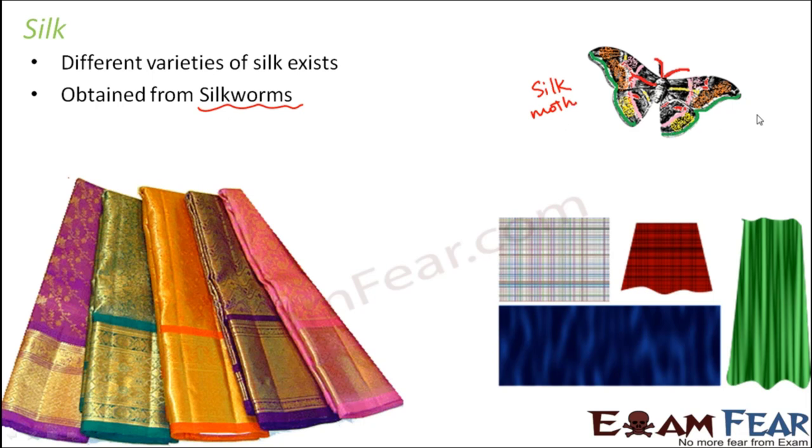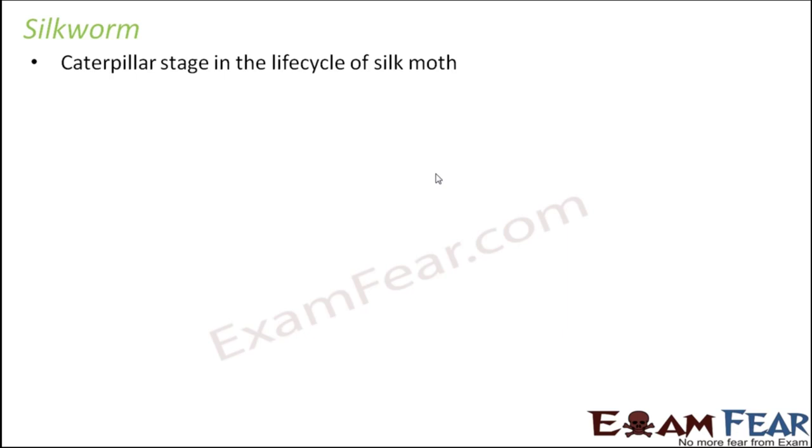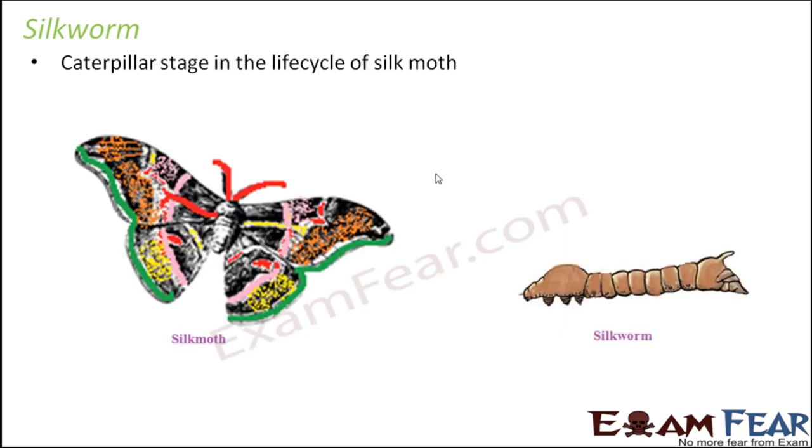In some stage of their lifetime, they are silk worms, a worm-like creature which later becomes a silk moth. So the silk moth is basically their adult form, but some time before, they remain as silk worms. So let's see what silk worms are. Silk worms are the caterpillar stage in the life cycle of the silk moth. Let's see how a silk worm looks and how a silk moth looks. This is a silk moth which resembles a butterfly, and this is a silk worm which resembles any other worm. It is creepy and it crawls on the ground. That's how a silk worm looks.